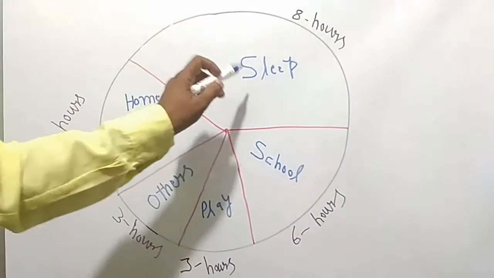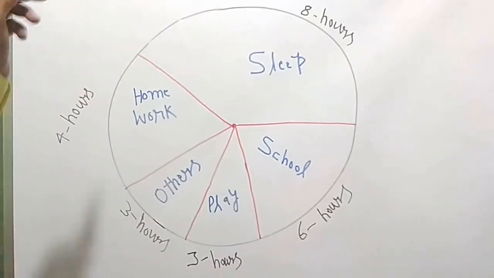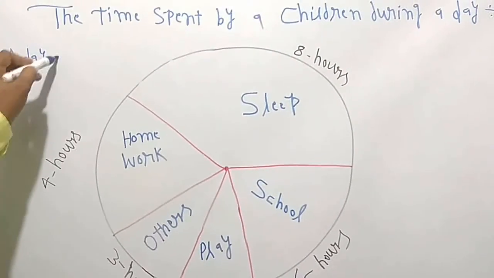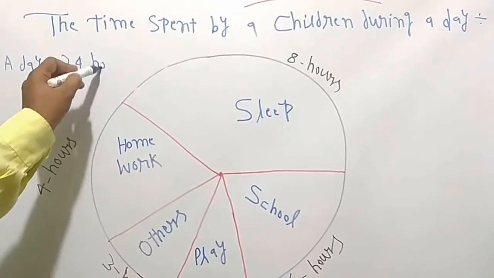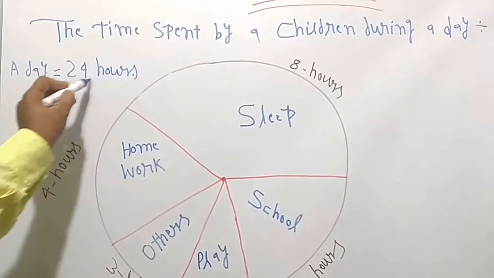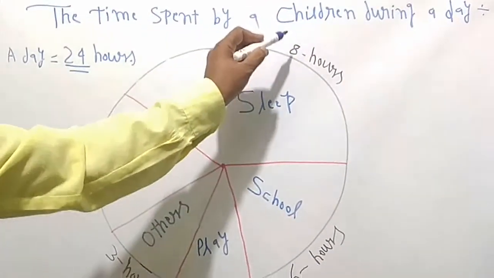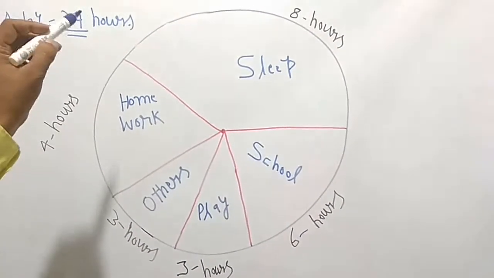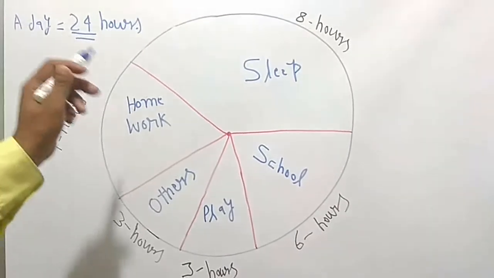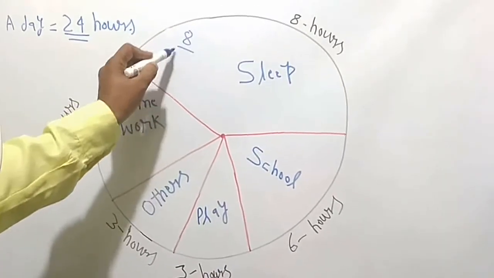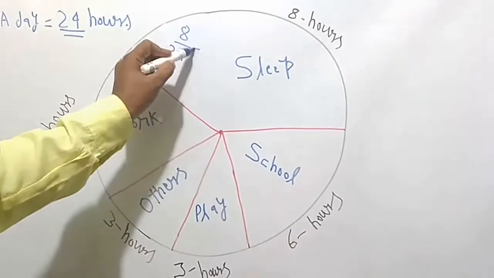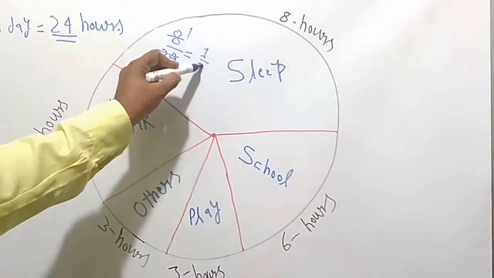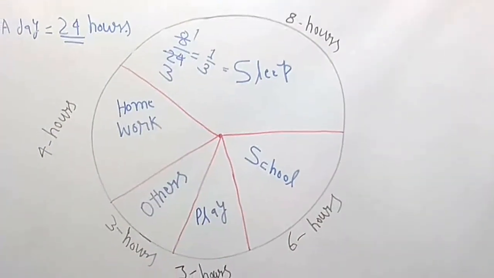This is one sector, this is the first sector. Here the whole day is equal to 24 hours, and these 24 hours are divided into 8, 6, 3, 3 and 4. So how do we convert this into fractions? It is 8 upon 24 for the sleep. 8 1s are 8, 8 3s are 24. So it is 1 upon 3. It is the fraction for sleep.